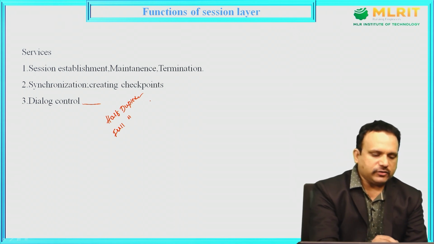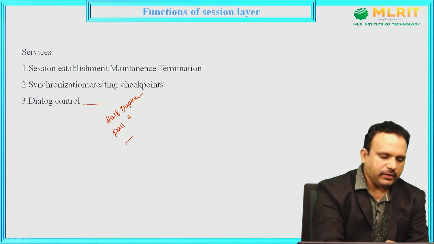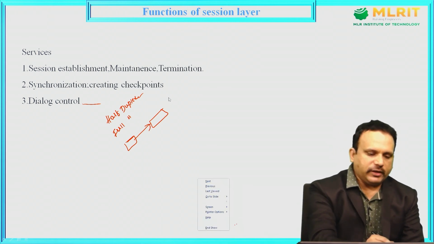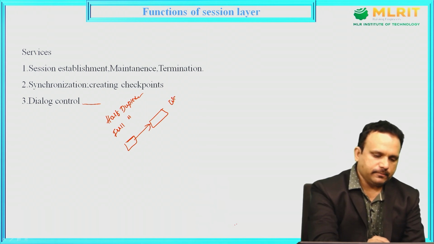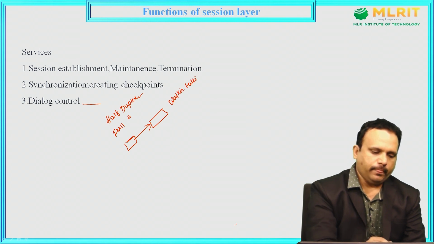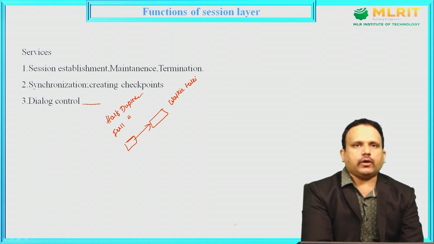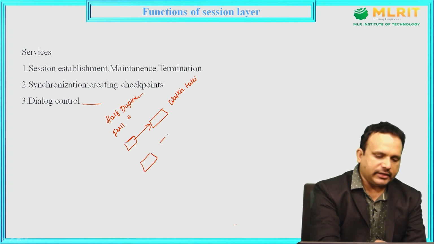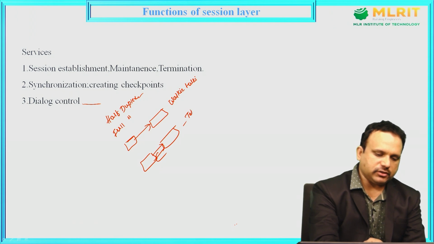Half duplex in the sense, for example, here we have the sender and we have the receiver. The data will be transmitted in only one direction at a time. The best example for half duplex is the walkie-talkie. Full duplex: if you want to establish communication between the sender and receiver with full duplex, the data will be transmitted in both directions at the same time. The best example is a telephonic conversation.